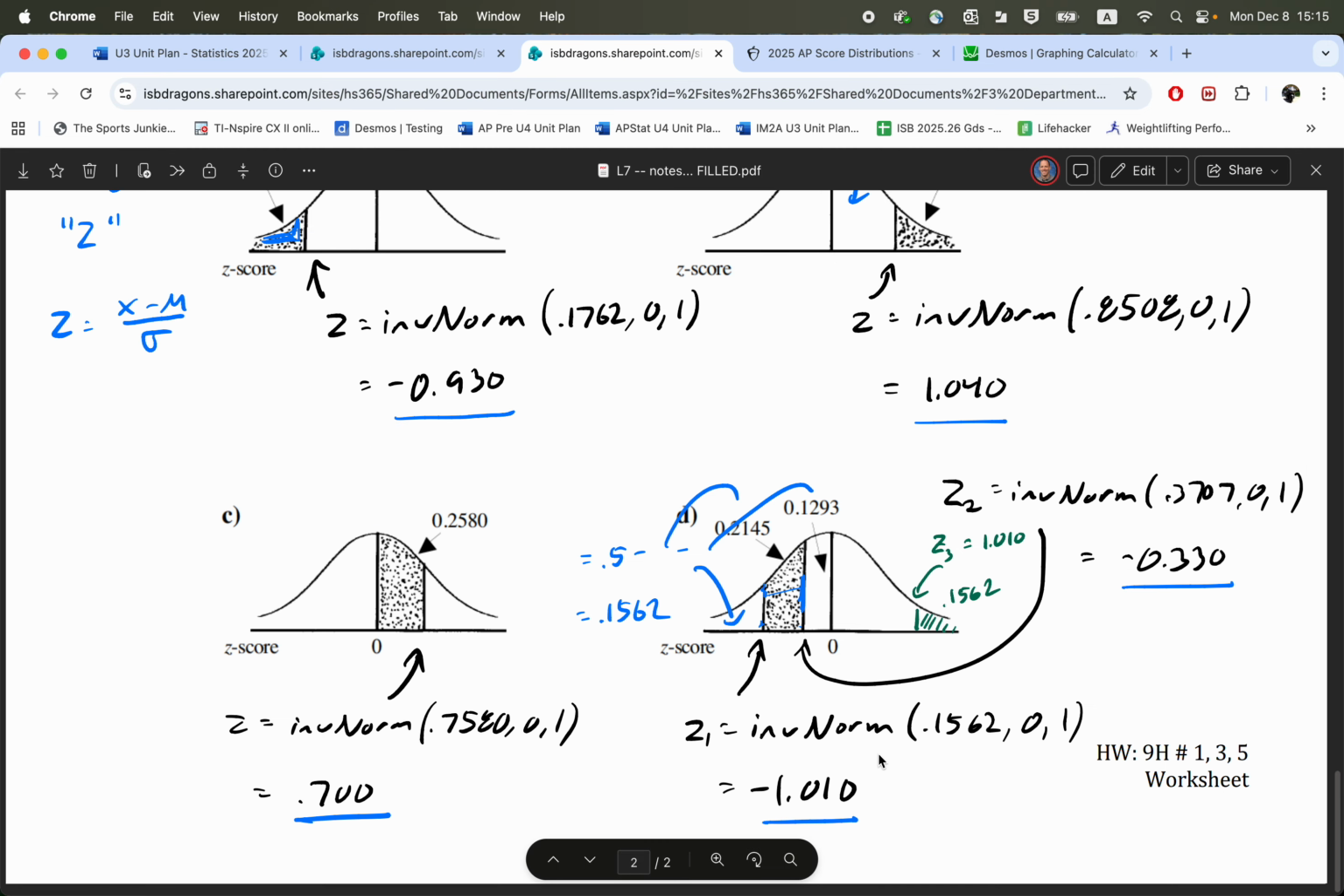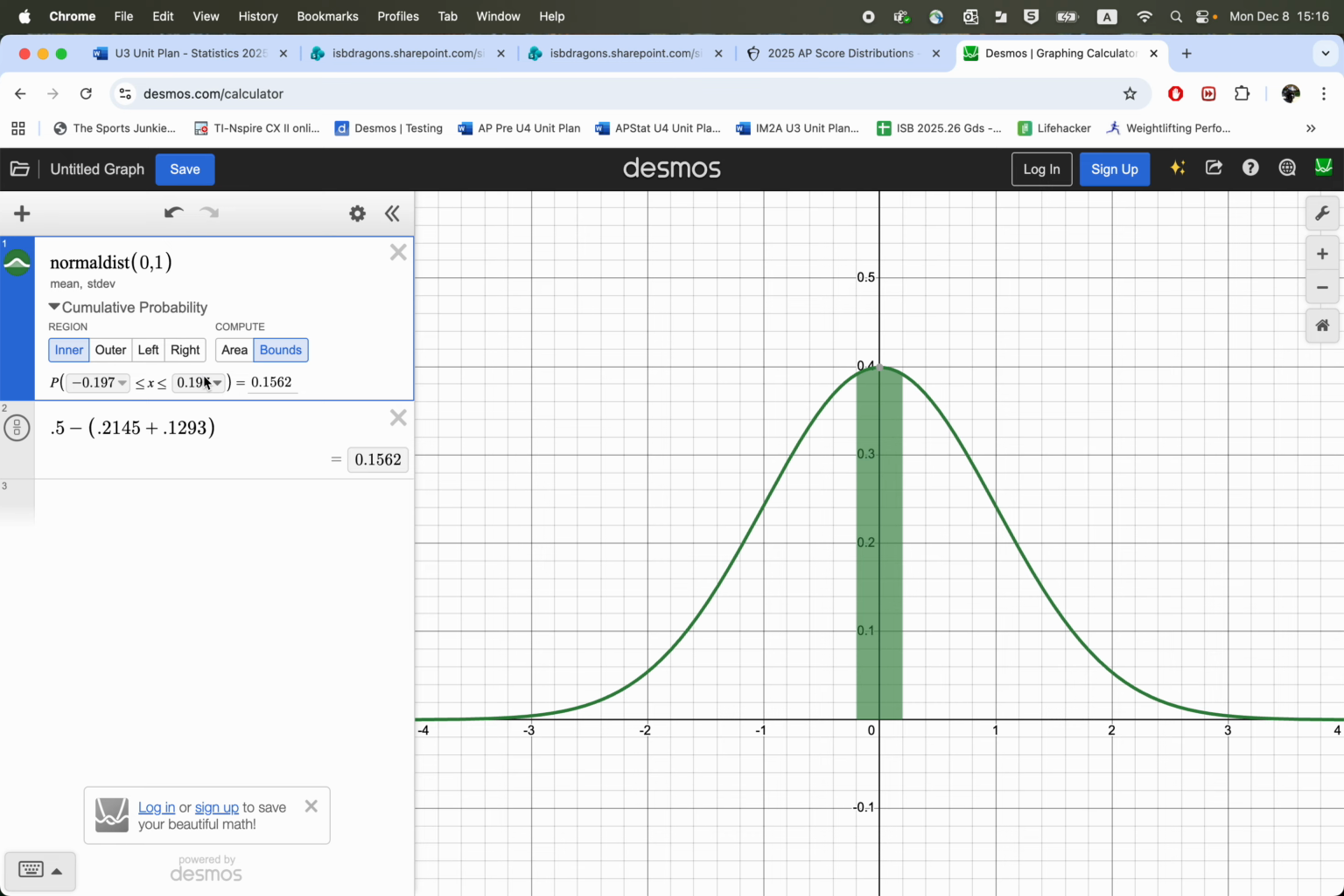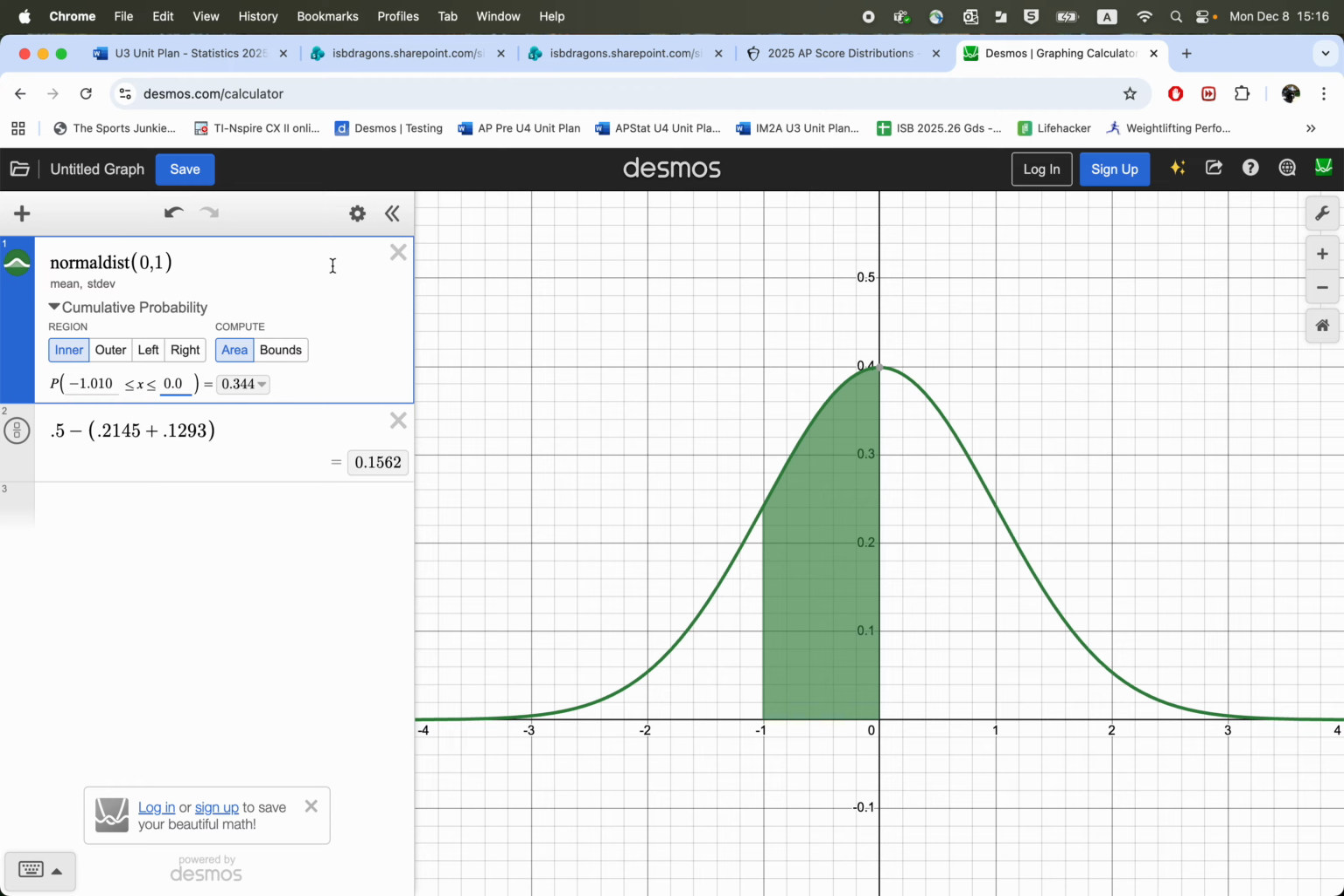So now I'm going to go inner area. I'm going to make my left bound negative 0.1010, okay? And I'm going to make this just 0 for now. So that's 0.344.